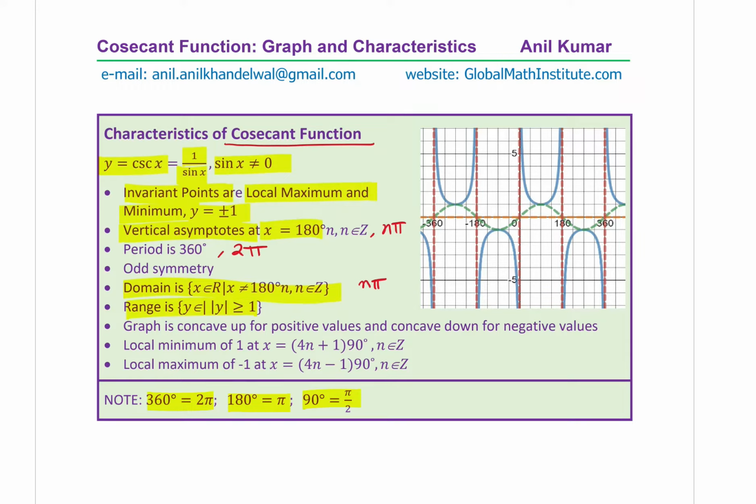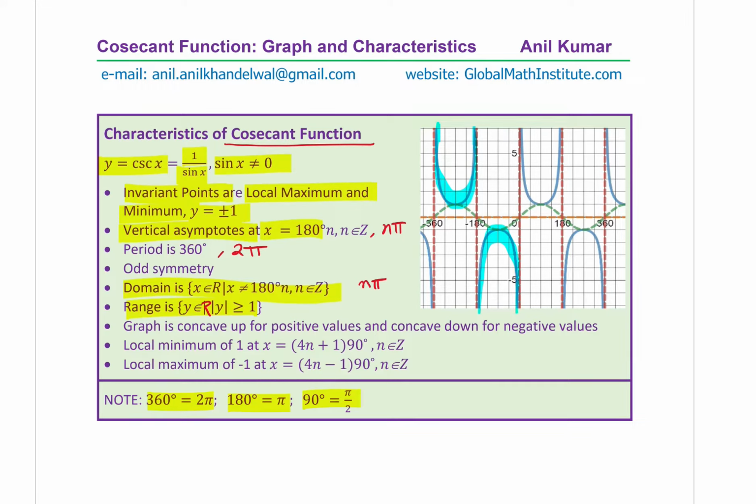The range, as you can see, is either greater than or equal to 1 or less than or equal to minus 1. It belongs to real numbers. The graph is concave up for all the positive values and concave down for all the negative values. So this is the graph of cosecant function. You can see concave up, and then for negative values, it is concave down.